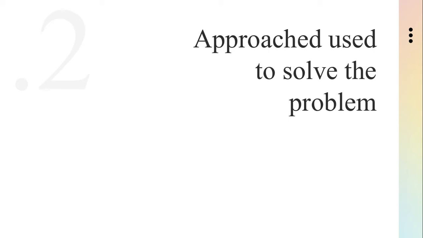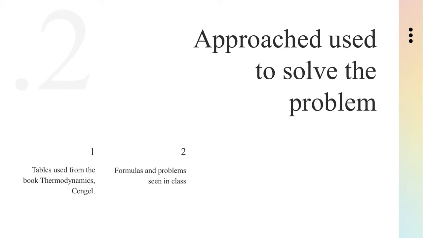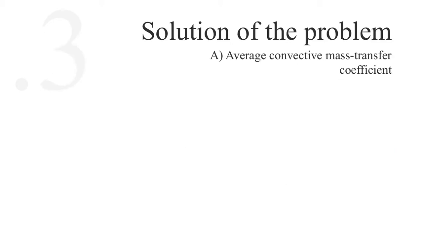There were different approaches used to solve the problem. Some of them were the table of properties from the thermodynamics book called Shengel, also formulas and problems seen in class, knowledge gained from other subjects, and teamwork. Teamwork was very important to assure the correct results.